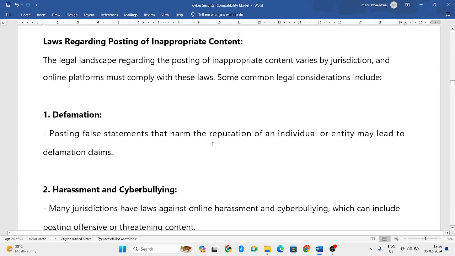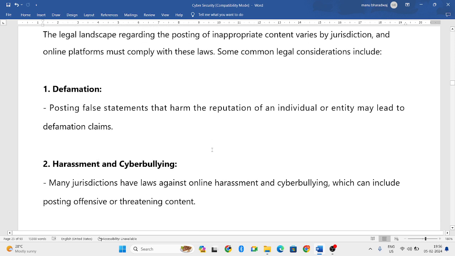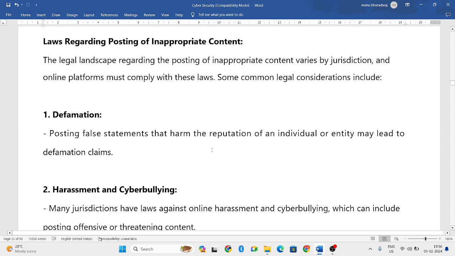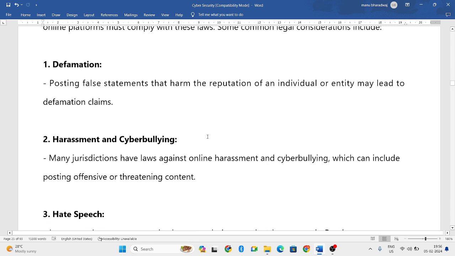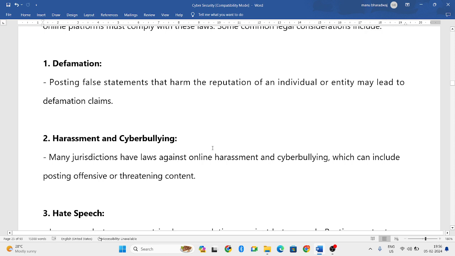Next, let us go to the topic of laws regarding posting of inappropriate content. What does the law actually say? Certain social media platforms should comply with and follow the rules and regulations of various laws. First of all, the first thing is defamation. Posting false statements to spoil the reputation of an individual leads to defamation claims. All social media platforms must be aware of that and should work on that.